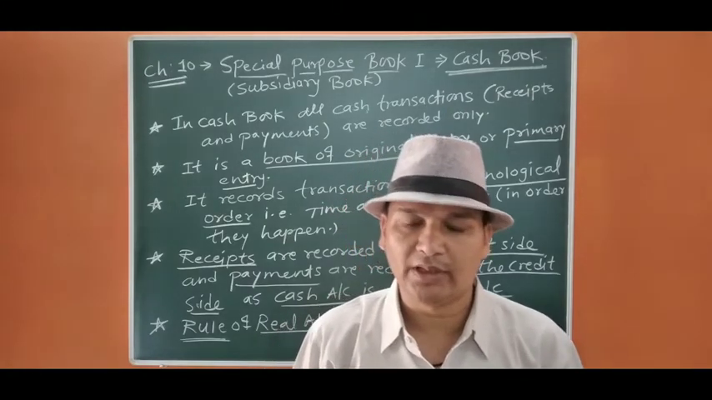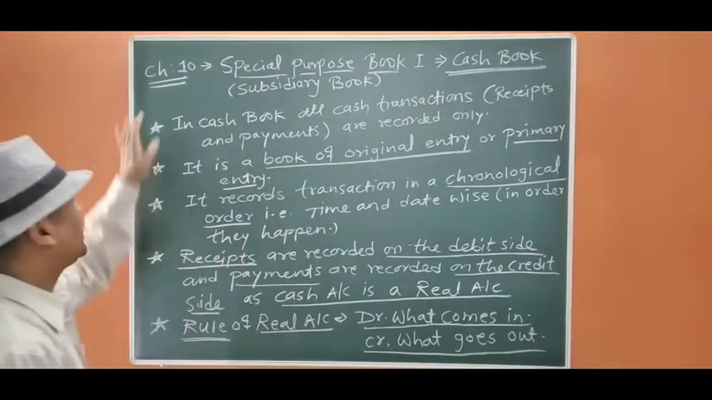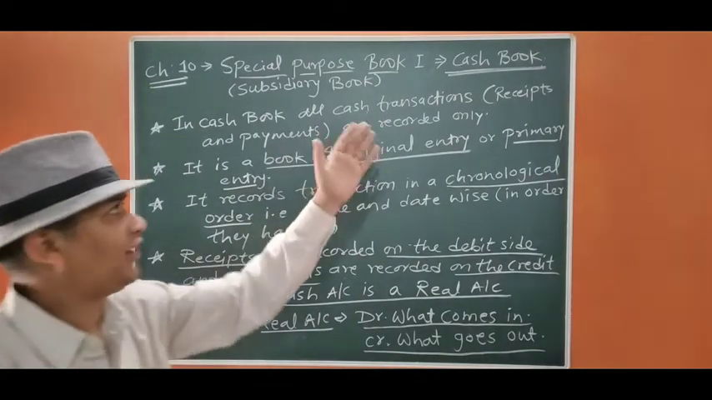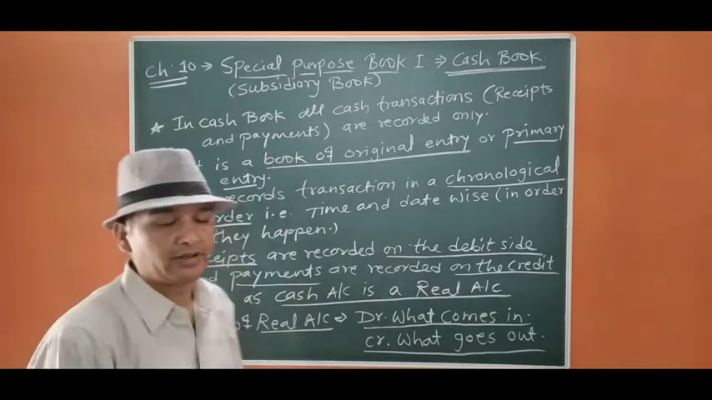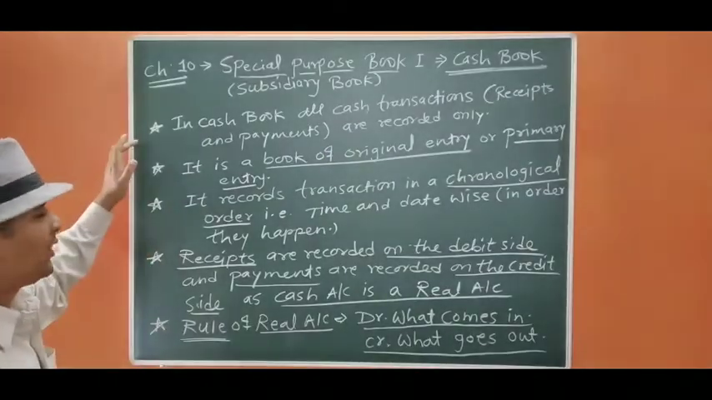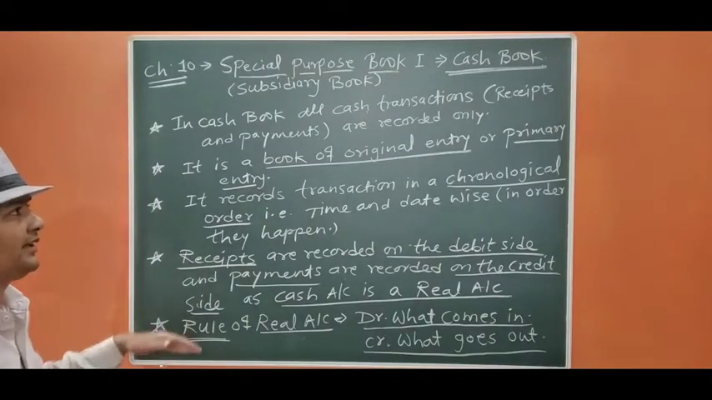Today we are going to learn about chapter number 10, special purpose books, first, that is the cash book. It is also a subsidiary book. It is a type of subsidiary book. We are going to learn point wise all the things.